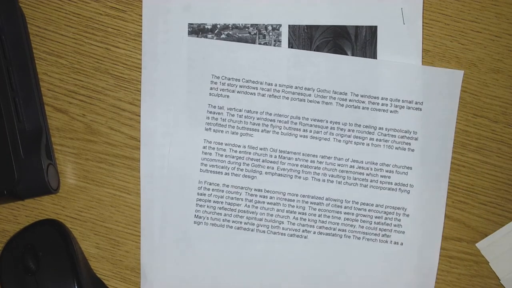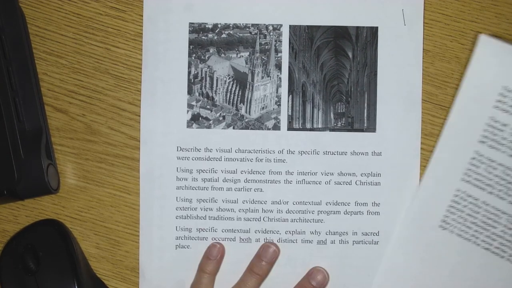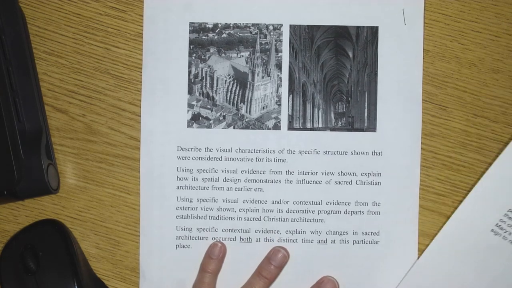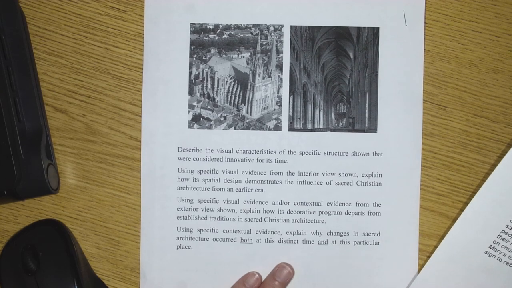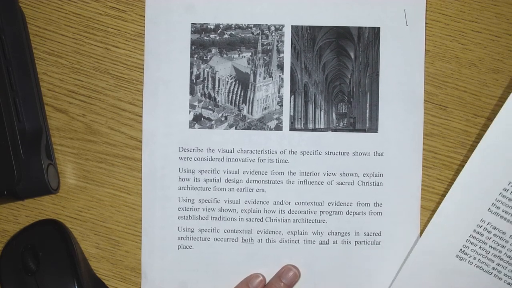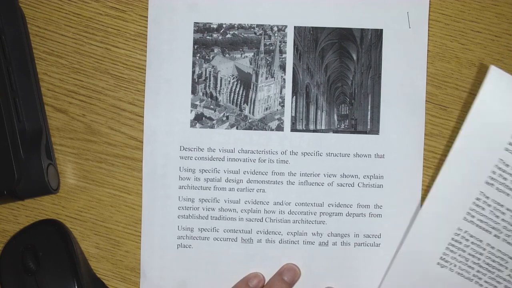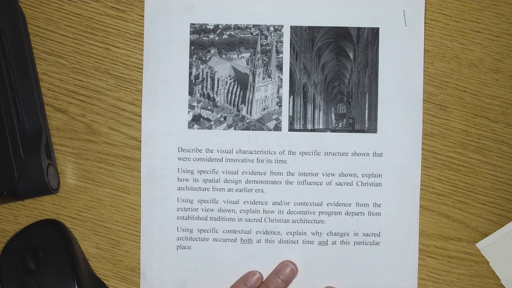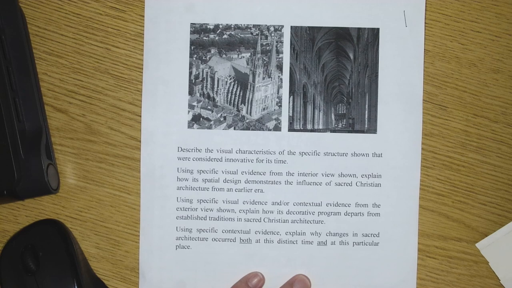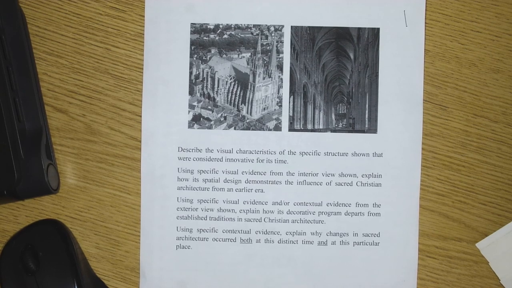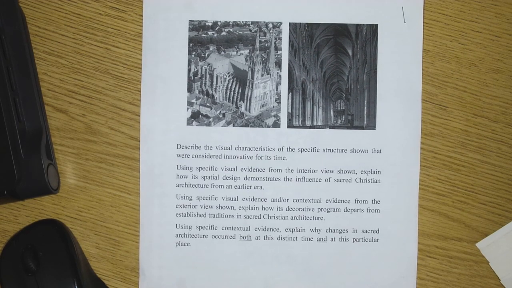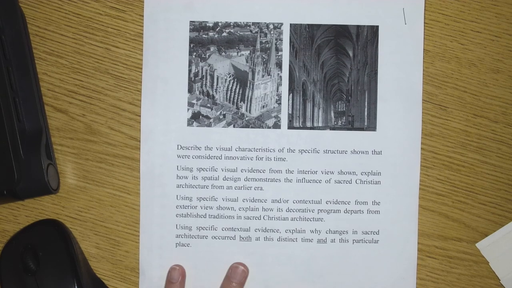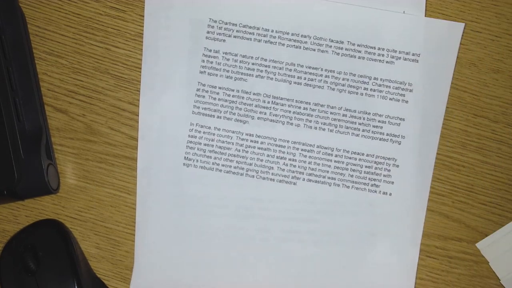Here's the response. Let's read through it, shall we? The prompt says, describe the visual characteristics of the specific structure shown that were considered innovative for its time. Using specific visual evidence from the interior view shown, explain how its spatial design demonstrates the influence of sacred Christian architecture from an earlier era. Using specific visual evidence and/or contextual evidence from the exterior view shown, explain how its decorative program departs from established traditions in sacred Christian architecture. Then using specific contextual evidence, explain why changes in sacred architecture occurred both at this distinct time and at this particular place. So let's begin with the visual characteristics, okay?